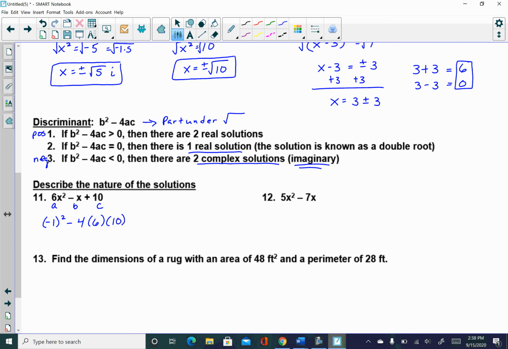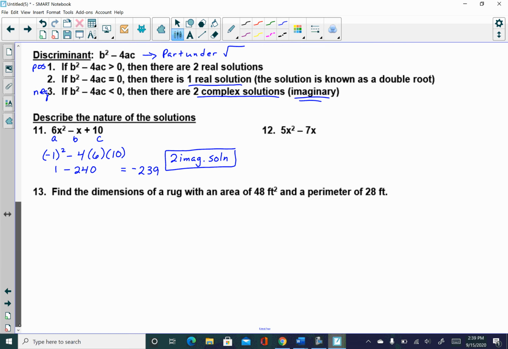Negative 1 squared, of course, is positive 1. Minus 4 times 6 is 24. 24 times 10, 240. Then 1 minus 240 will give you a negative 239. So since it's negative, that is telling me that if I had worked through the quadratic formula, what's underneath the square root would be negative, which means I'm going to have 2 imaginary solutions. Or complex, same thing.